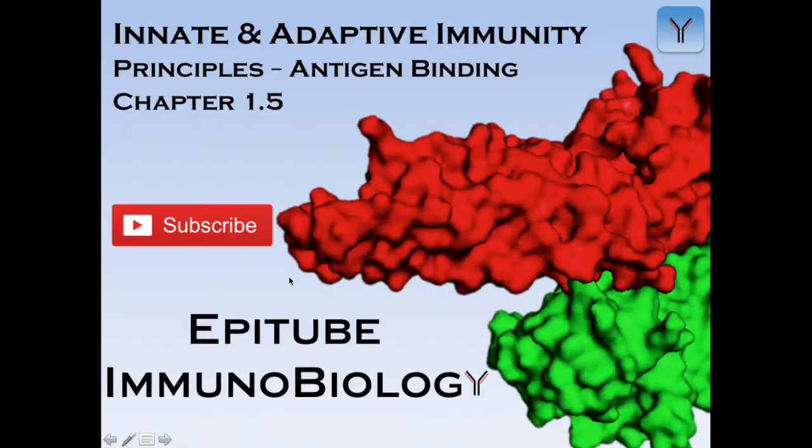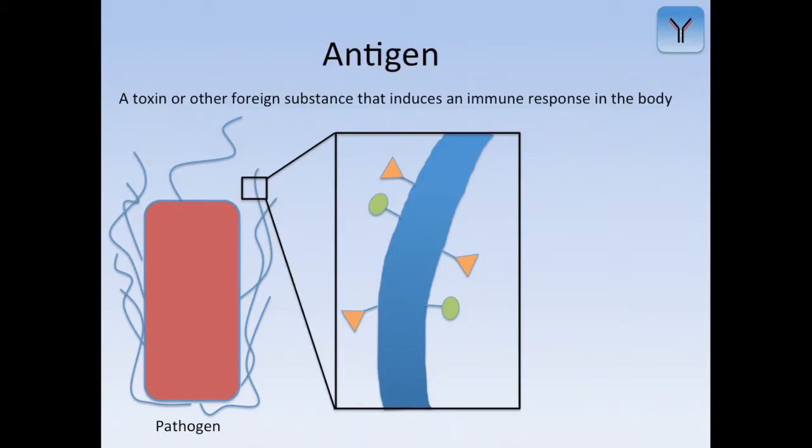So let's begin. This is epitope immunobiology. An antigen is a toxin or other foreign substance that induces an immune response in the body. What I have here is, for example, a bacterial cell with some flagellum on the outside. An antigen could be anything secreted out of the bacteria or pathogen, or any molecular signature on the surface and on the flagellum that's sticking out.